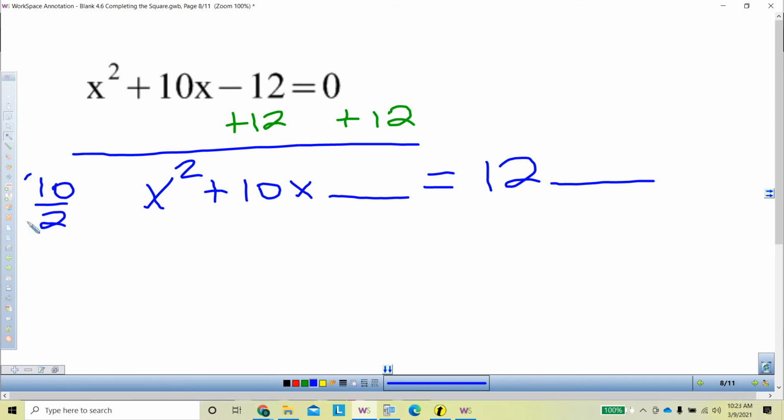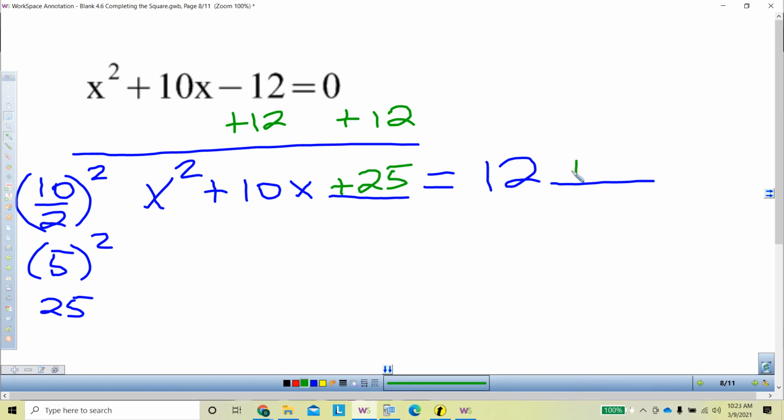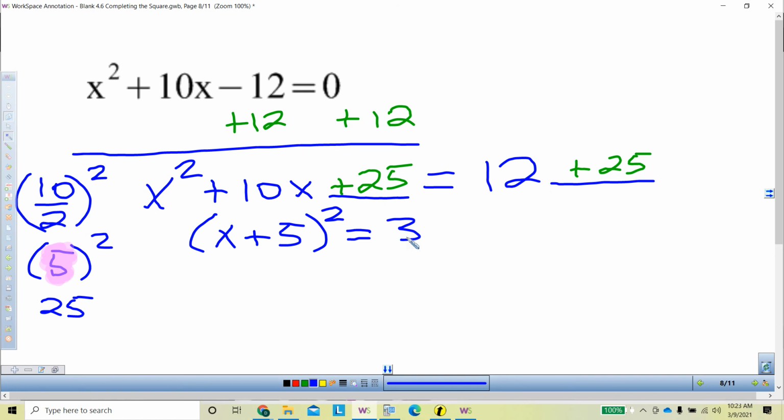10 over 2 squared, right? That's a b over 2 squared. b is 10. 10 divided by 2 is 5. Squared is 25. That's what I'm going to add to my blank spots. So if I want to know what it factors to, I can just look one step up right here. Right? So this perfect square trinomial factors to x plus 5 squared. 12 plus 25 is 37.